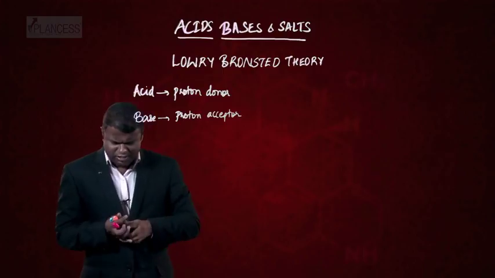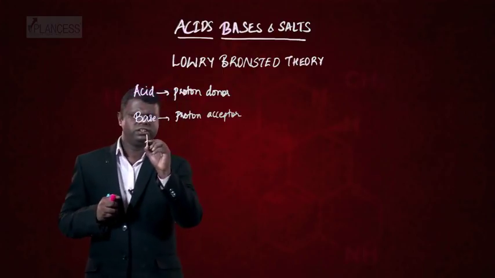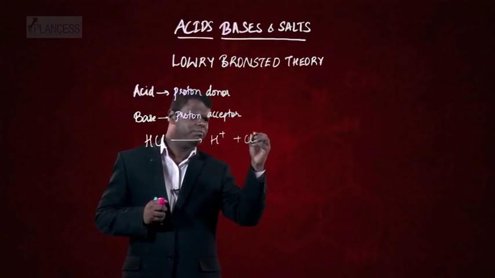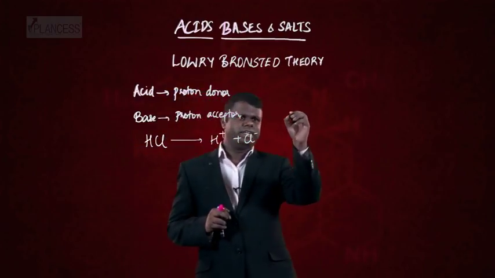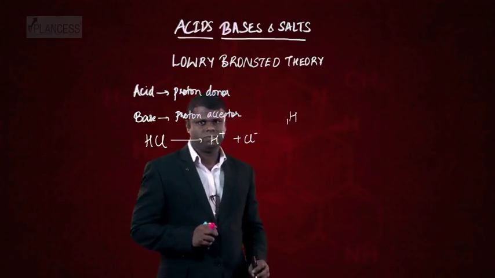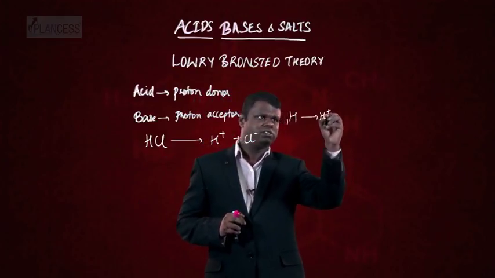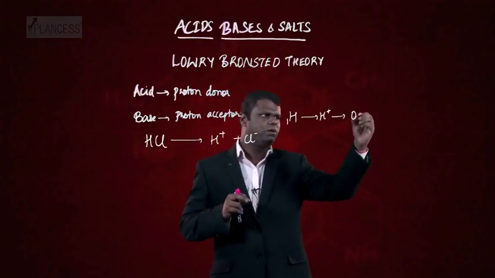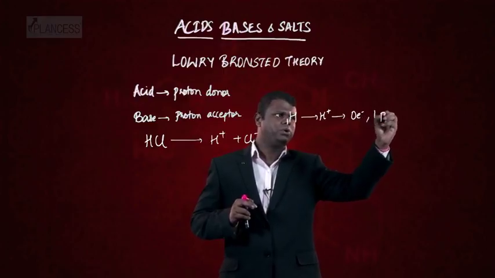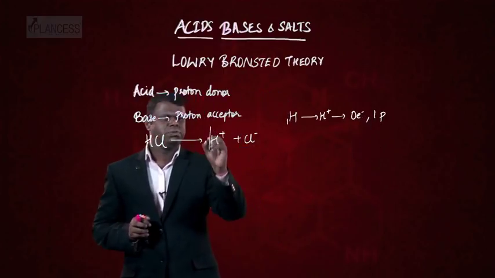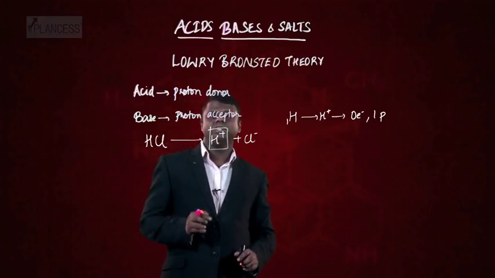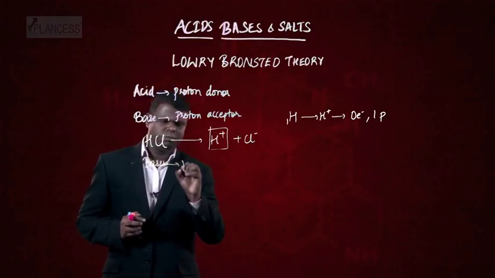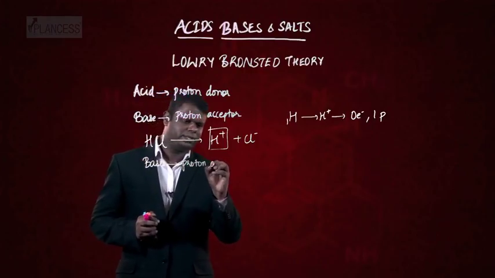Now an acid, since it is a proton donor, so HCl gives H+ and Cl-. As we all know, hydrogen has 1 electron. So when it forms H+, that means it has 0 electrons and 1 proton. That is the reason we call this H+ a proton. So acids are proton donors and bases are proton acceptors.